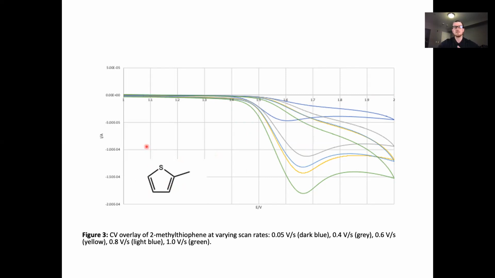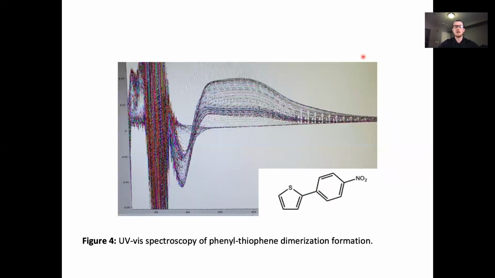Using ferrocene is a very good indication of a reversible reaction, but we wanted to see if we are able to replicate this on an irreversible reaction shown here. And unfortunately, according to our graph and our data here, we were not able to see that here with 2-methylthiophene.